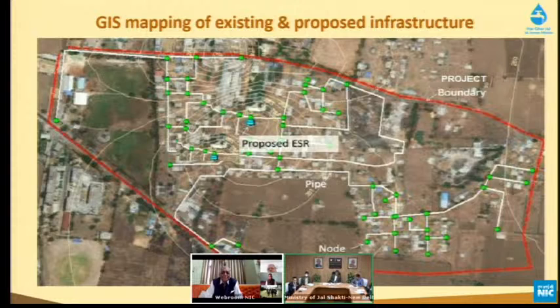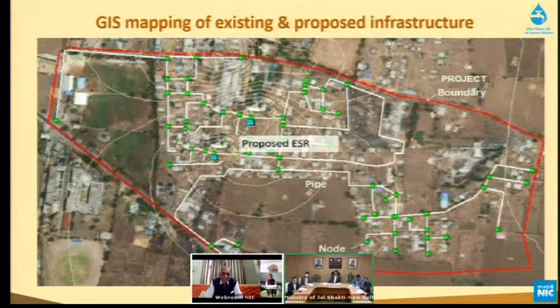The client has a beautiful system where everything is in a GIS map. By the click of a button, I could know what my pipe diameter is, what my pipe material is, and when it was laid. So the entire information I wanted for design was available in the GIS map. If we are not doing the GIS mapping right now, even if I go after 20 or 30 years for redesign, the same question will arise again.